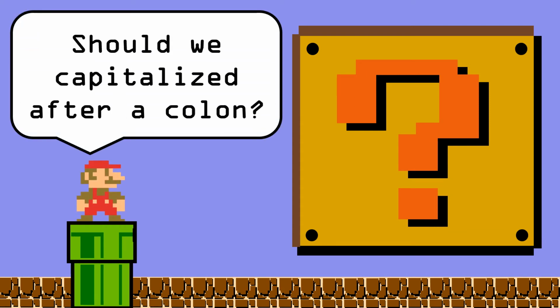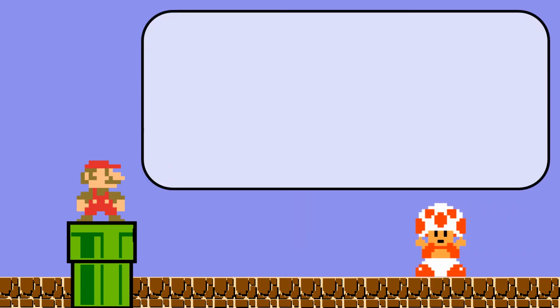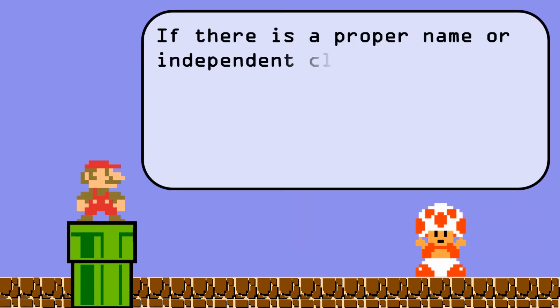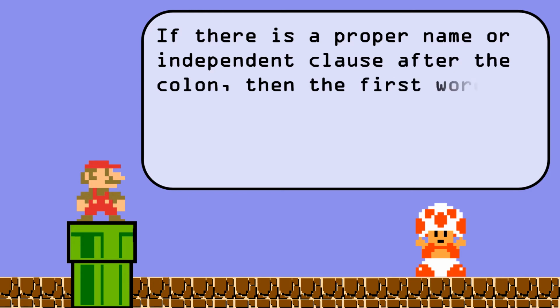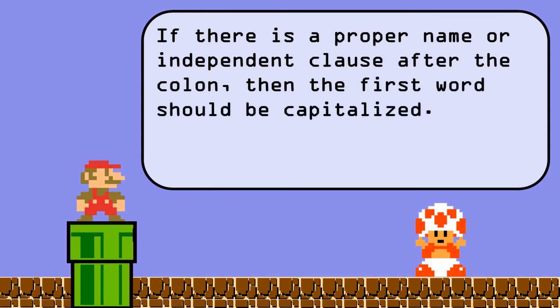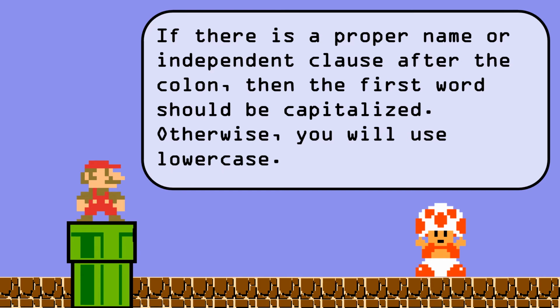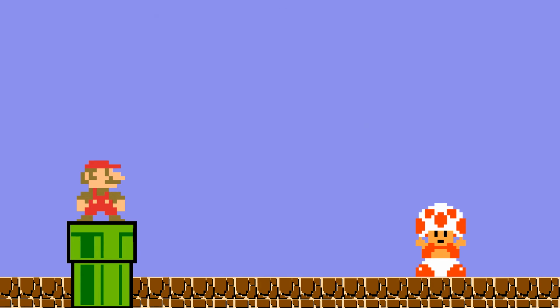Oh, Mario's got another question. Should we capitalize after a colon? I think our good friend Toad has an answer. If there's a proper name or independent clause after the colon, then the first word should be capitalized. Otherwise, you will use lowercase. But let's take a look at a couple of examples so you can see how this rule applies in practice.